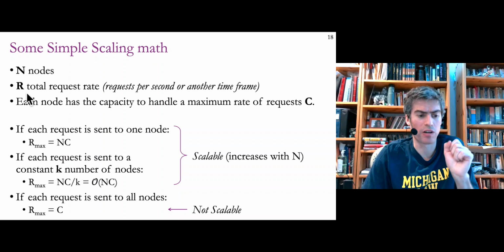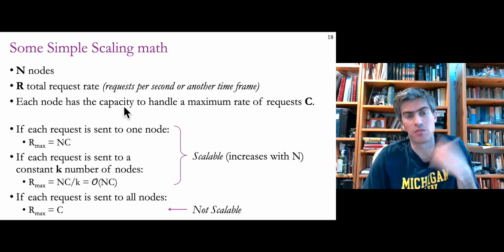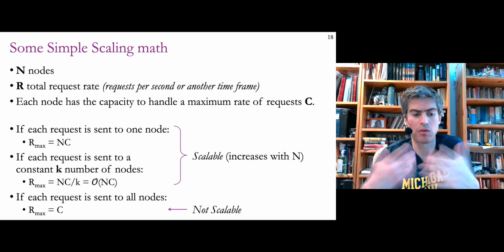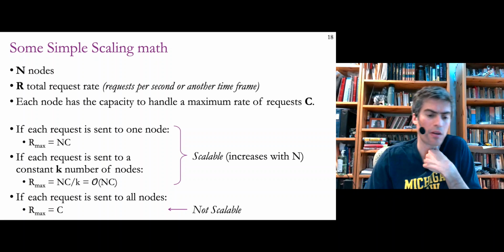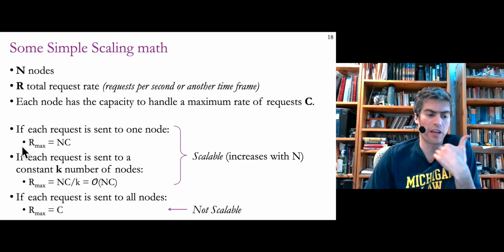This is the rate of requests, r. And then finally we have a constant c to indicate the maximum rate of requests per node. So this is like the capacity in terms of the throughput, I guess. Not storage capacity, but the request per second capacity. And I have three different scenarios for how requests are handled.